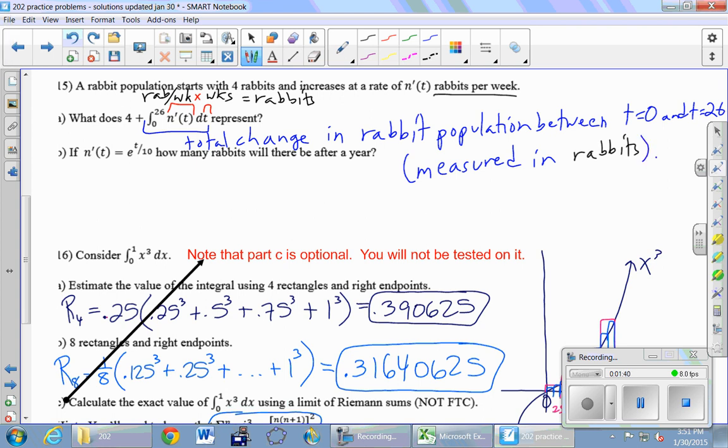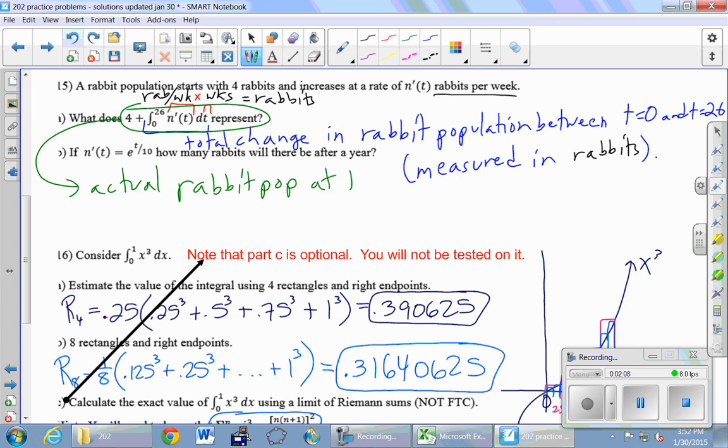So what's that 4 plus doing? Well, we know the initial population was 4 rabbits. And so if we take the initial 4 rabbits we had, and then we add the change in population, then that should give us the actual population at the end of week 26. So then we'll write our final answer here in green, that this thing represents the actual population at t equals 26 weeks.